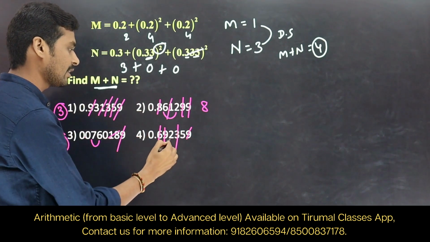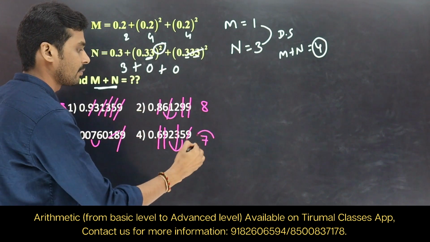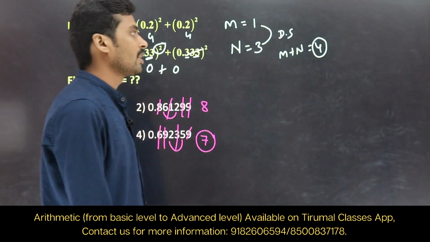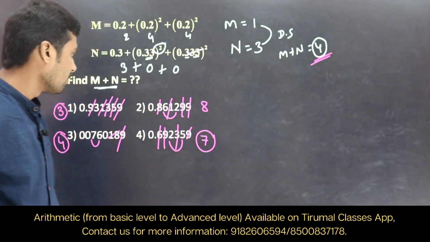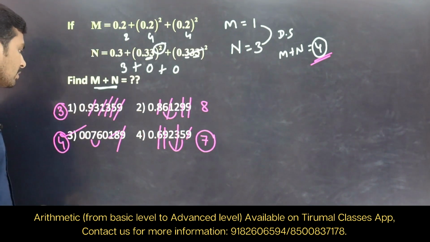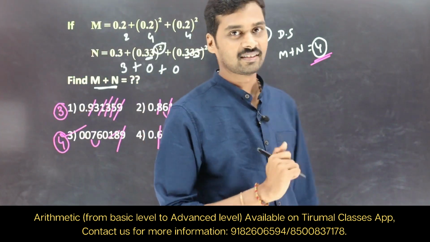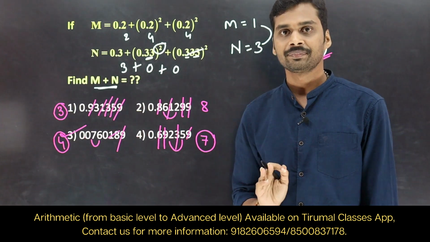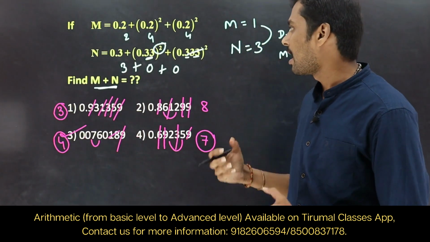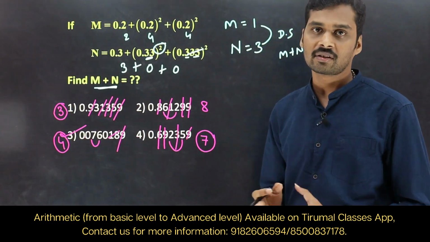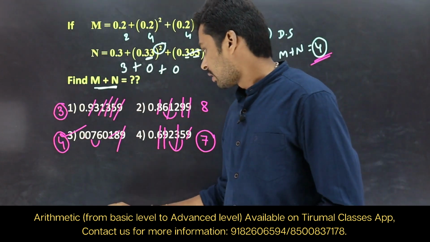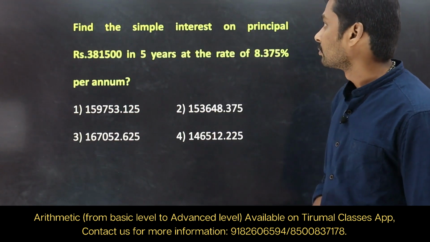If you take the last option, 9 get cancelled, 6 plus 3 get cancelled, 5 plus 2 is what? 7. Okay. So what is the required DS? The required DS is 4, which is there in the third option. So the third option is clearly the right answer. Is it clear? Okay. See, look how simple it is when we apply the DS concept. Right, let's go to the next problem.